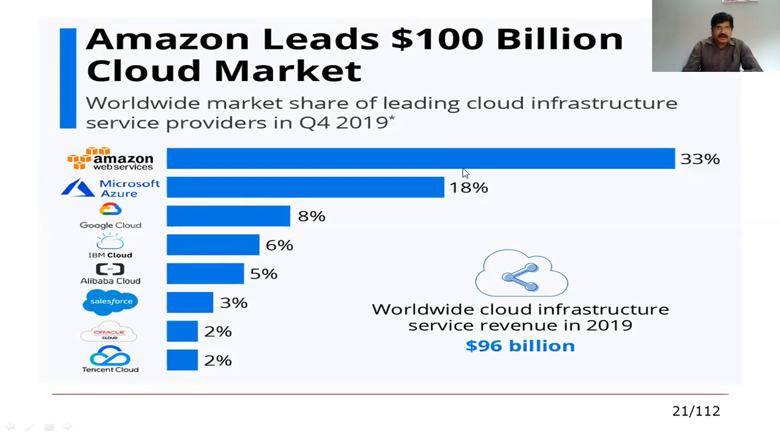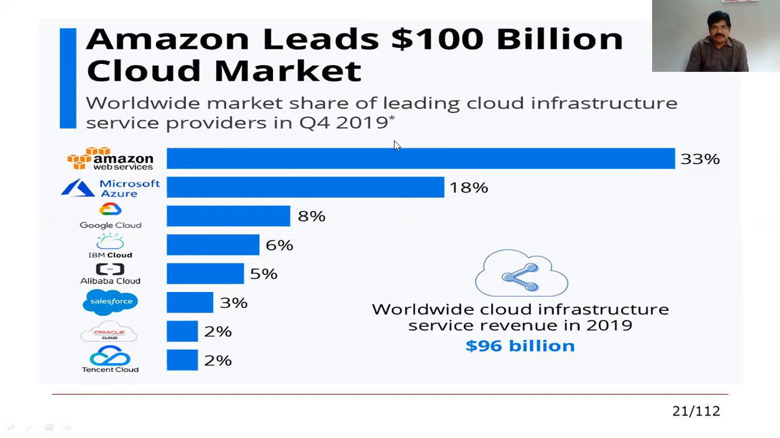It utilizes a leading share of 18 percent. Next one is Google Cloud. It occupies 8 percent, and the least one is 2 percent, like Oracle and other tenant clouds. But always Amazon Web Services has been ruling the market for the past 10 years.